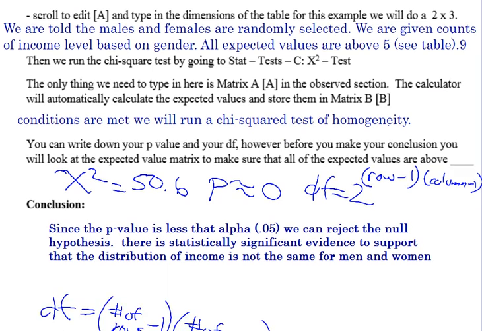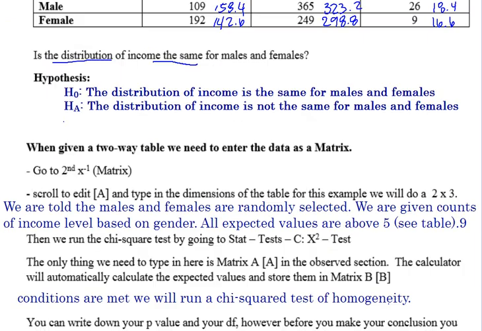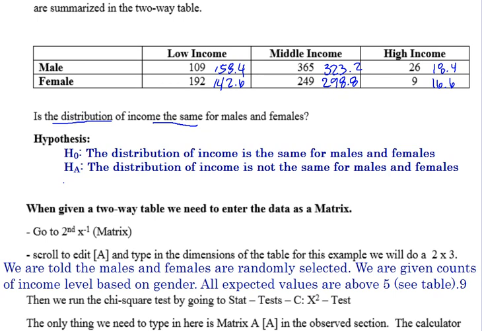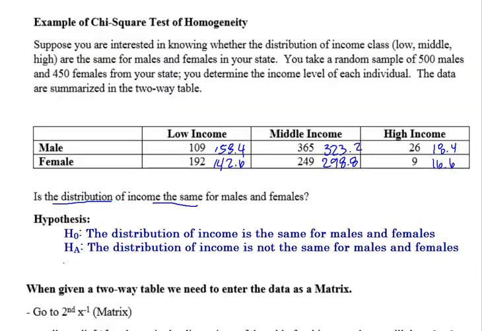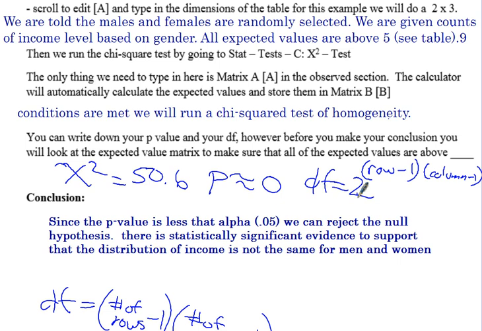If you notice, the degree of freedom came out to be 2. Just to show you where that comes from, because you might be looking at this table and wondering where they got 2 from: to calculate the degree of freedom when it's a table like this, you use the formula, the number of rows minus 1 times the number of columns minus 1. Our p-value was in scientific notation, so that's approximately 0. So p-value low, reject the null. There's enough evidence to support that the distribution of income is not the same for men and women.